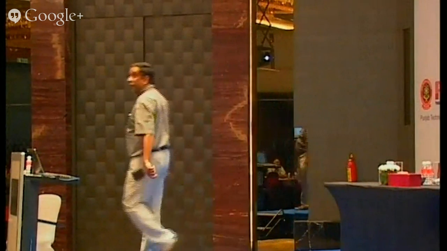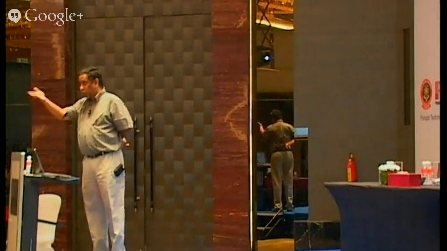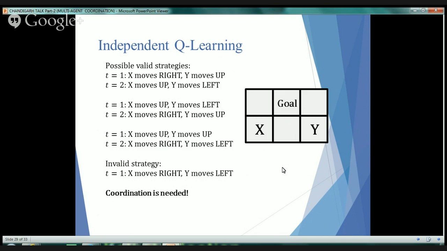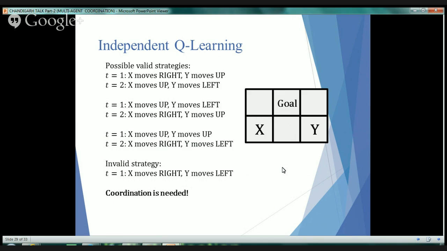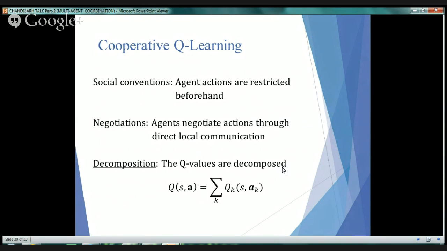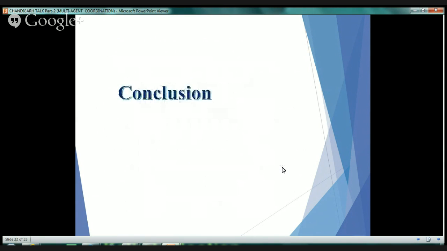So let me skip all that. And of course, you guys are free to talk to me, chat over some masala chai outside or whatever later on. But there are several schemes for multi-agent reinforcement learning. It's a very state-of-the-art topic. There's a lot of research going on in multi-agent reinforcement learning at this point.